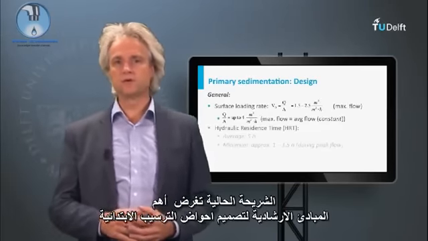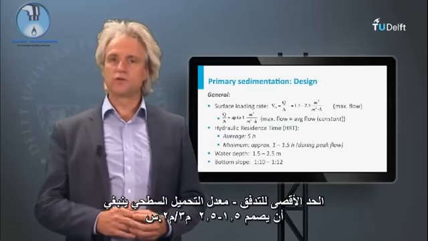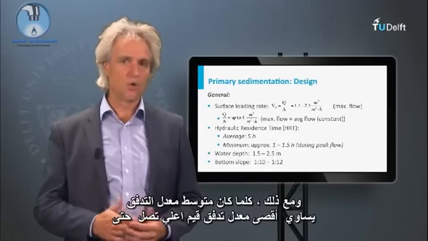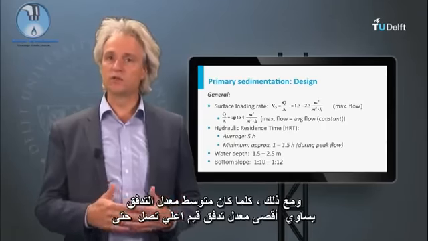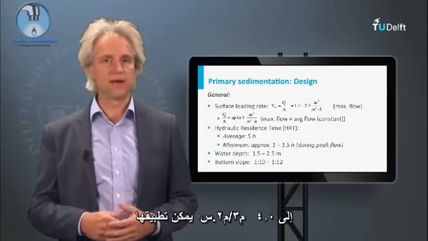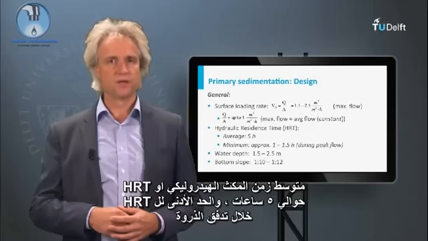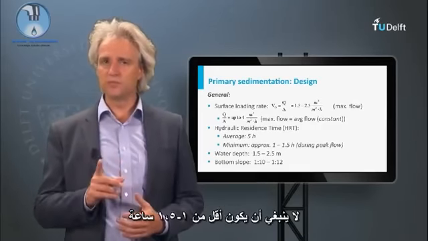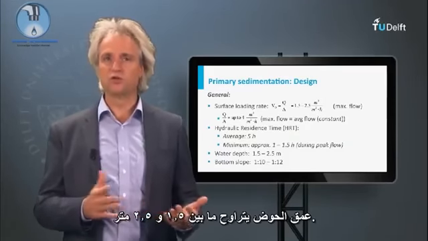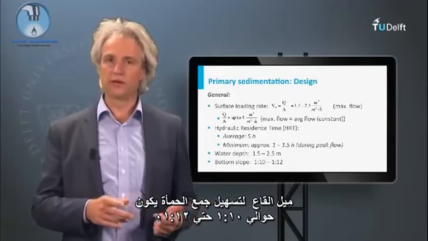The current slide lists the most important design guidelines of primary clarifiers. Maximum flow surface loading rate should be designed as 1.5 to 2.5 cubic meter per square meter per hour. However, whenever the average flow rate equals the maximum flow, even higher values up to 4 cubic meter per square meter per hour can be applied. The average hydraulic retention time, or HRT, is about 5 hours. The minimum HRT during peak flows should not be less than 1 to 1.5 hours. The depth of the tank is between 1.5 and 2.5 meter, and the bottom slope, to facilitate sludge collection, is about 1 to 10 to 1 to 12.